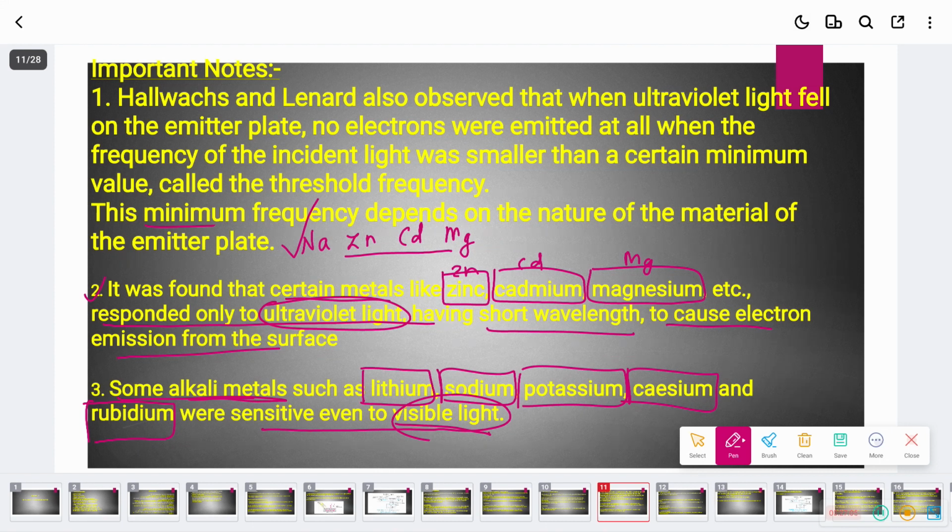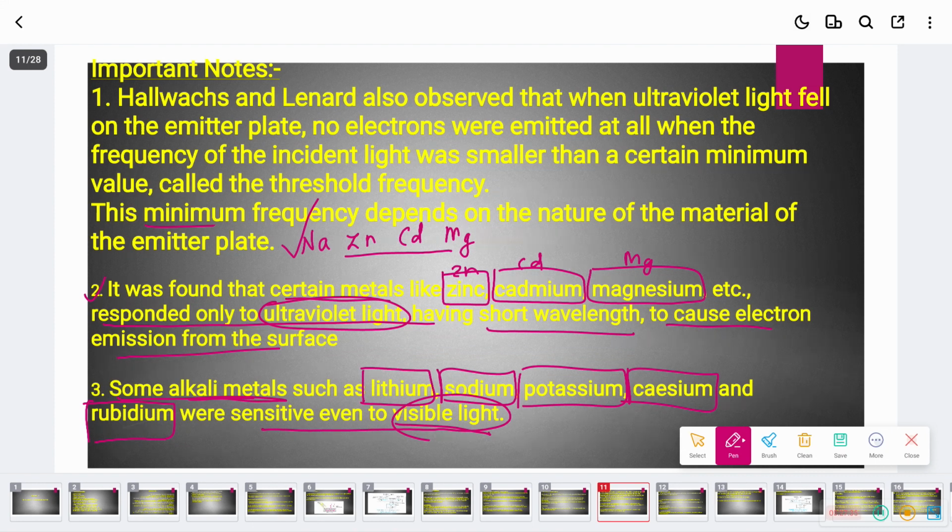Understood? Now I'll ask a student to stand up. Tell me, which metals are sensitive to ultraviolet light? Zinc, cadmium, magnesium. Very good. You are learning, right? So always you learn. Please, this is a request from a teacher to students. Whatever things you read in wave optics and ray optics, read means you will remember.